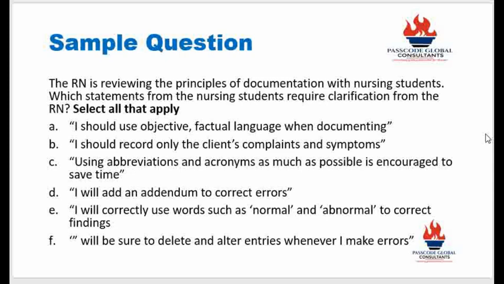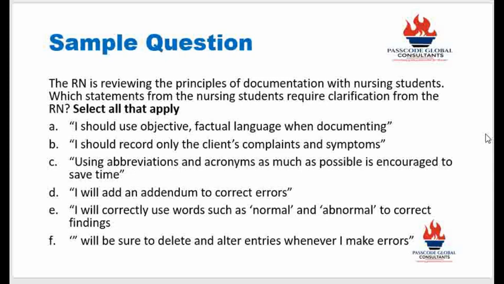All right? C, using abbreviations and acronyms as much as possible is encouraged to save time. That again is a bad option because it is not encouraged to use abbreviations or acronyms, because the nursing chart is a communication document. It is supposed to communicate to other healthcare providers. Suppose some healthcare providers are not well familiar with the acronyms you are using, then there is going to be gaps in the communication. So that is not encouraged. This is a bad statement, and the RN is going to correct it. So C is part of the answers we are going to choose.